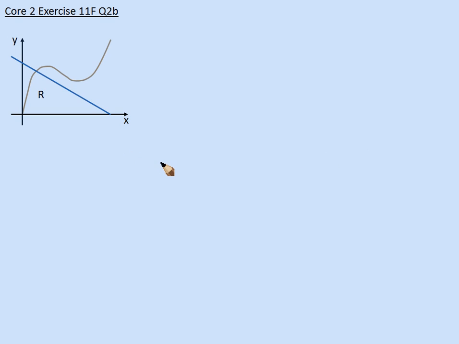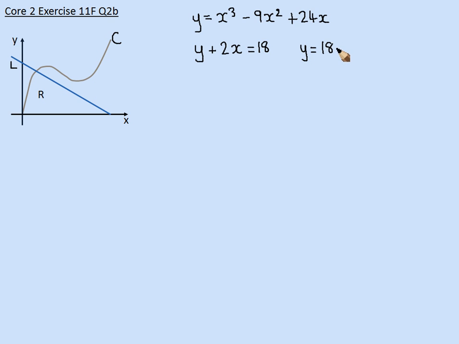This is question 2b. First of all, we have to remember the information we just found in 2a, which is that the equation of the curve is x cubed minus 9x squared plus 24x, because we now found the value of p. And the line L is y plus 2x equals 18. I'm going to rearrange that, because it's going to be much easier having it in the form y equals 18 minus 2x for the rest of the question.